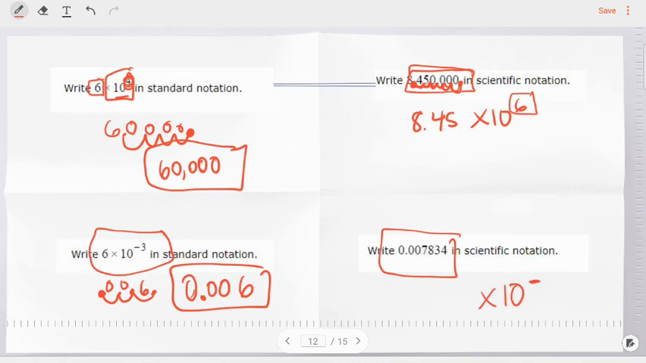Where do I want to move my decimal? Between the 7 and 8, so I have 7.834. How many times did I move my decimal to get there? 1, 2, 3 times. So it's going to be 7.834 times 10 to the negative third.